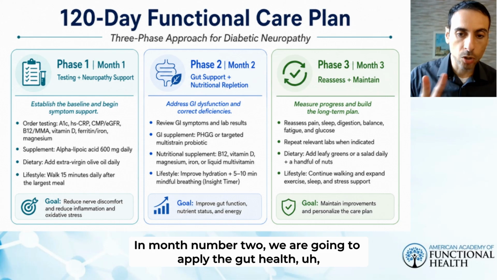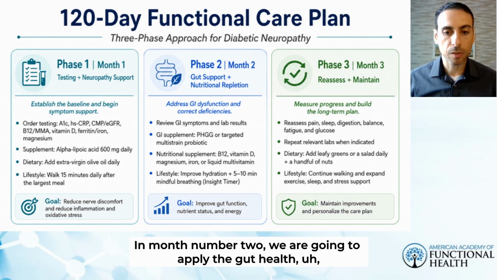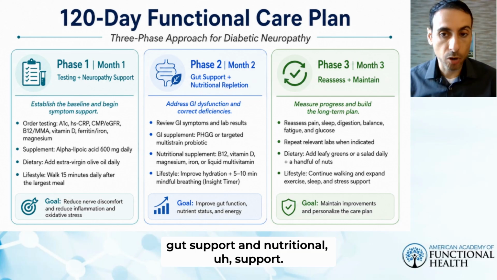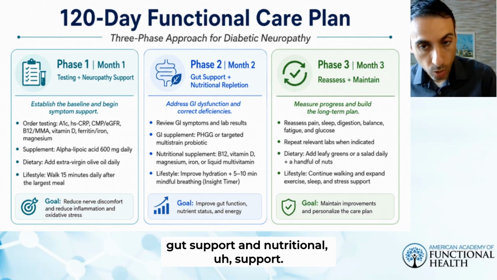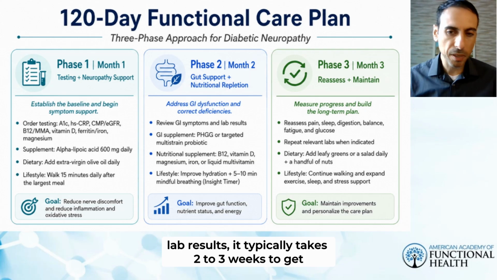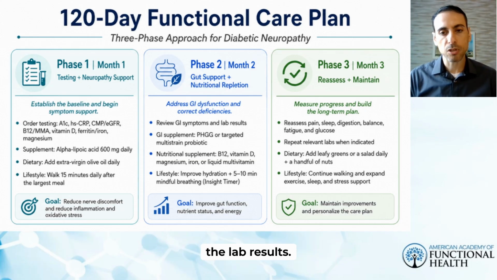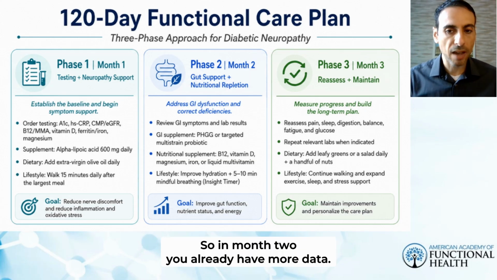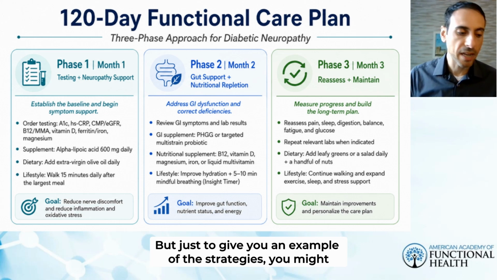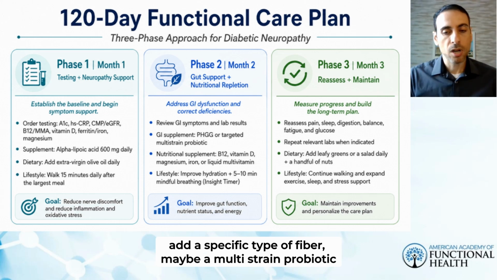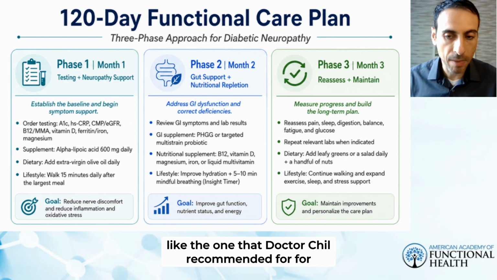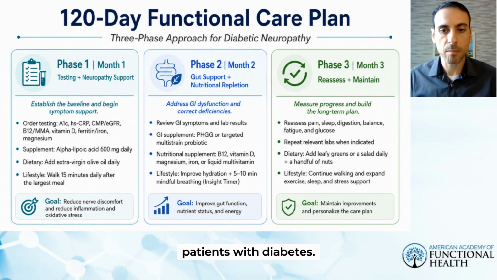In month number 2, we are going to apply the gut health, gut support and nutritional support. Month 2 is typically when you're starting to get the lab results. It typically takes 2 to 3 weeks to get the lab results. So in month 2, you already have more data. But just to give you examples of the strategies, you might add a specific type of fiber, maybe a multi-strain probiotic like the one that Dr. Chill recommended for patients with diabetes.